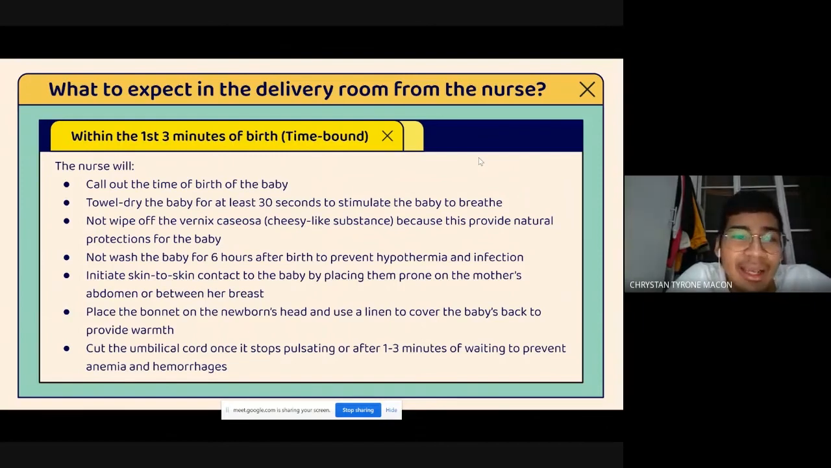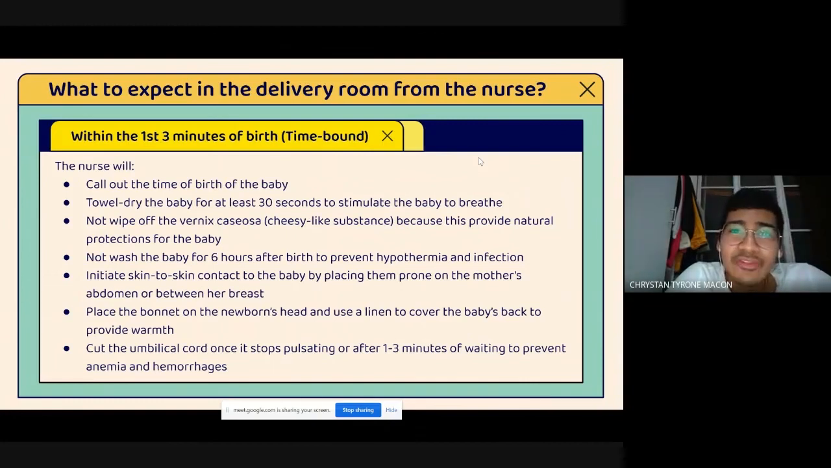So ang panglima naman ay asahan din natin i-initiate agad ni nurse ang skin-to-skin kay baby at ang kay mother. Dahil ito ay magde-develop din ng bonding between the mother and the baby. So mahalaga talaga to, ilalagay ng nurse si baby sa tiyan ni mommy o kaya naman sa chest ni mother.